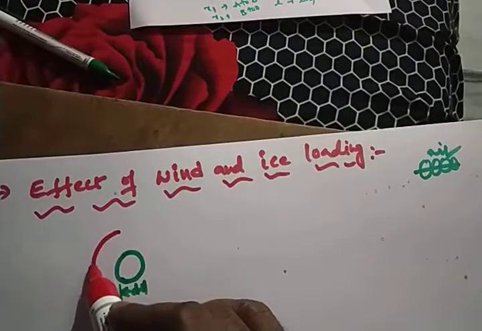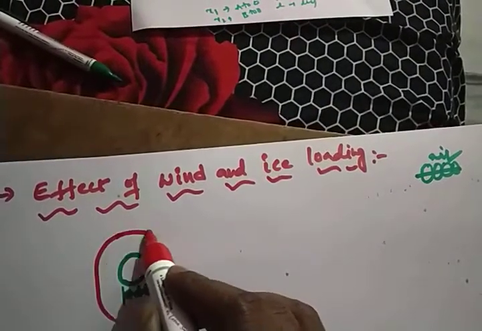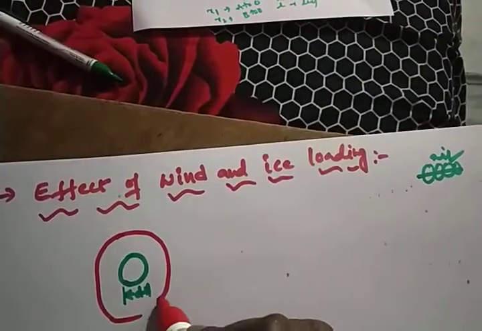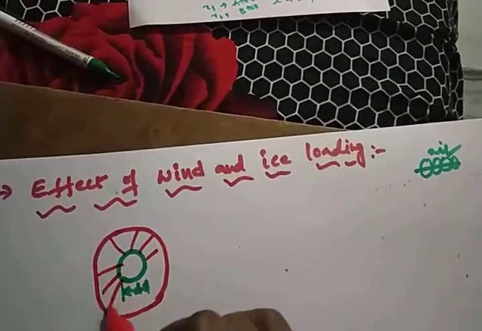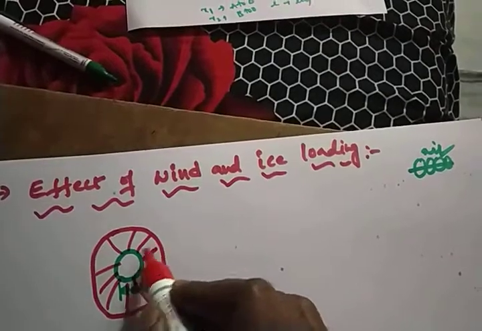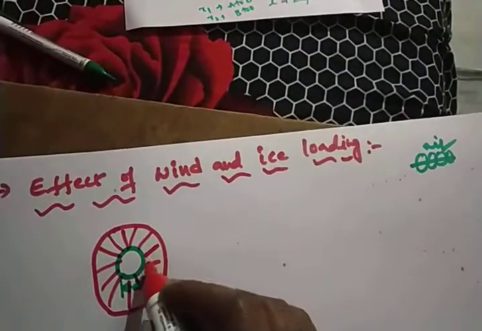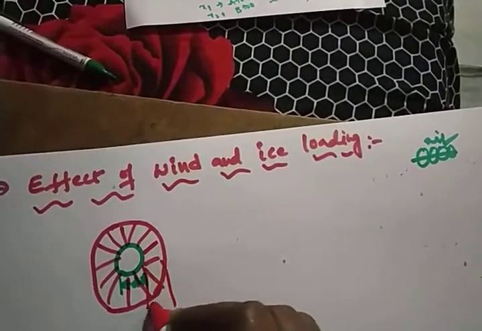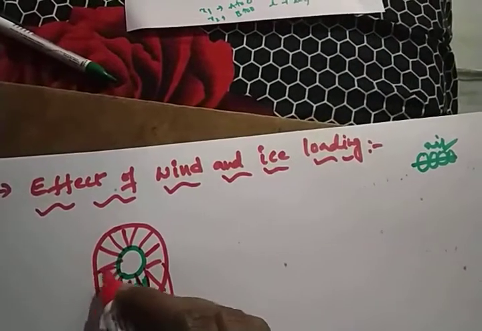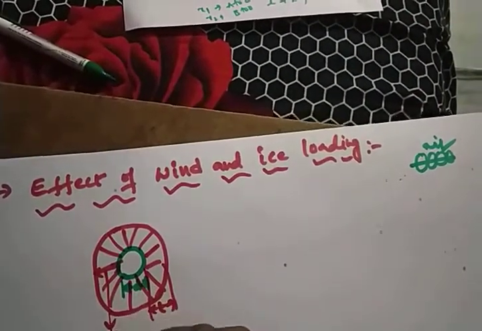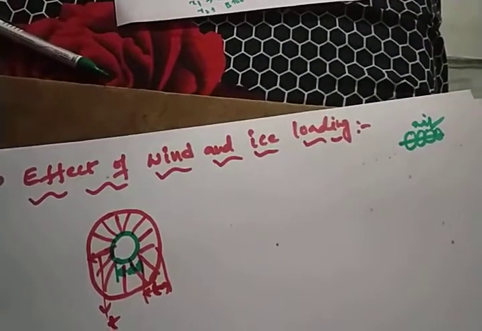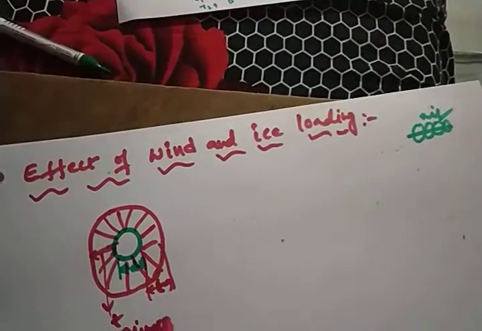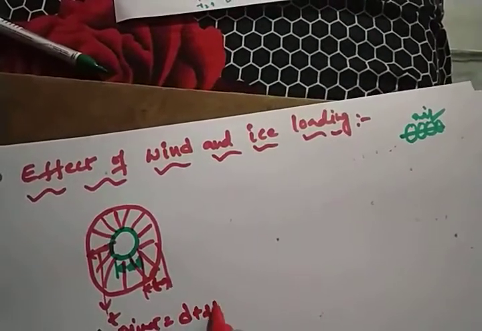So we have ice surrounded by the conductor, like in snow-falling areas, right? The thickness of ice is nothing but t. So the total diameter is nothing but d plus 2t. I hope it's clear.